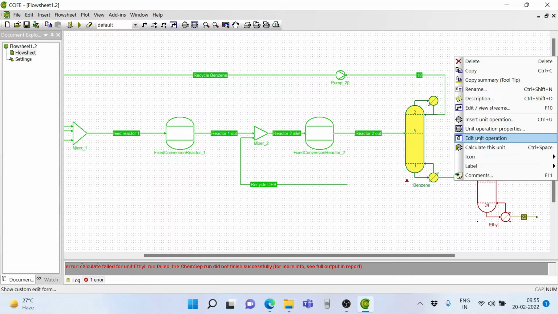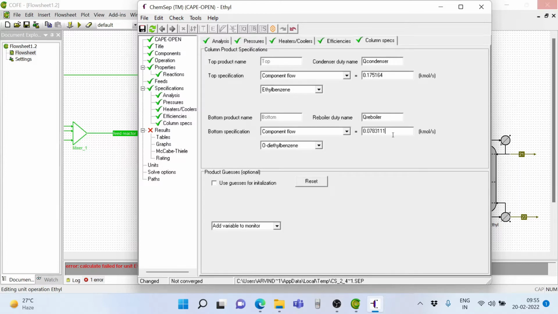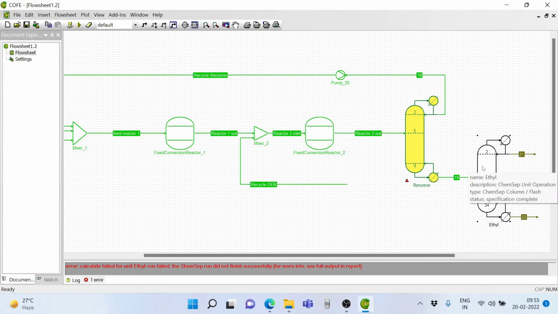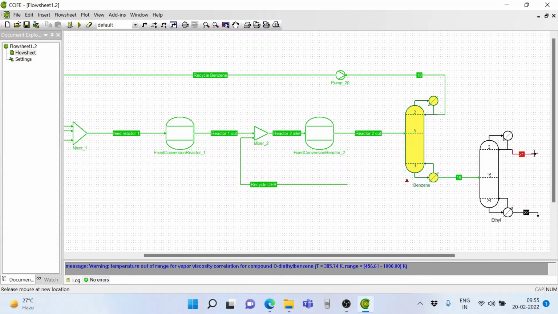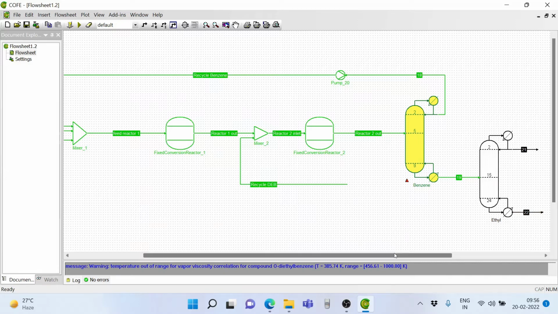Therefore, our best option in this case is to take the bottom flow as 281.9 kmol per hour. And simulate it. As you see, the simulation has converged. Now we run the entire simulation. So we adjust the column and we run the entire simulation.